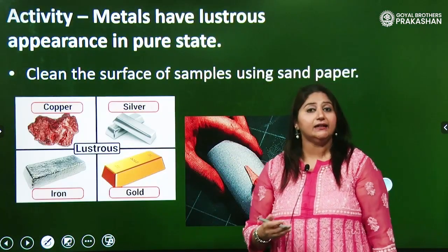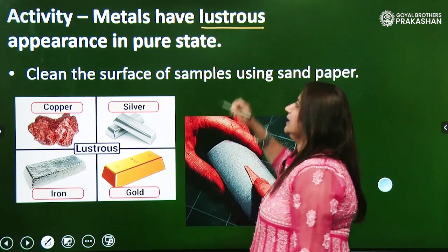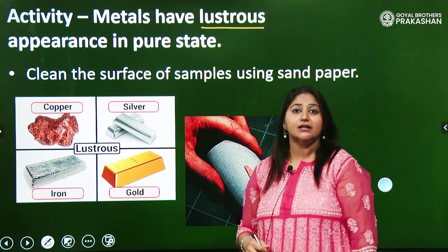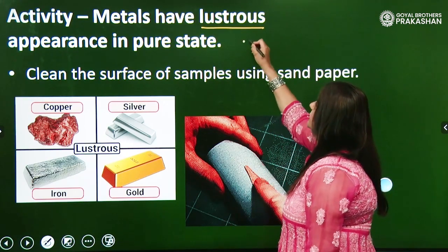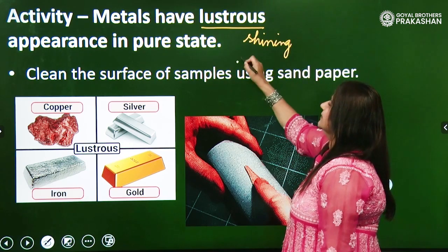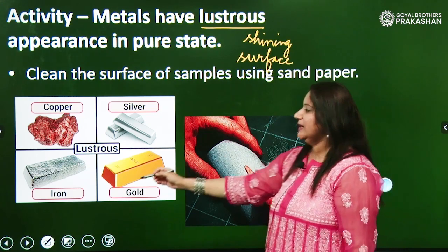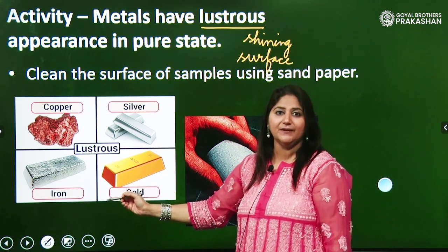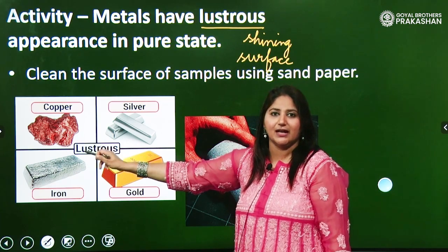So, children, the activity we have here is metals have lustrous appearance in pure state. Children, what is the meaning of lustrous appearance? Lustrous means shining appearance, shining surface. So, do metals have shining surface? See these metals. Do they have shining surface? Look at copper, how beautifully reddish brown luster it has.